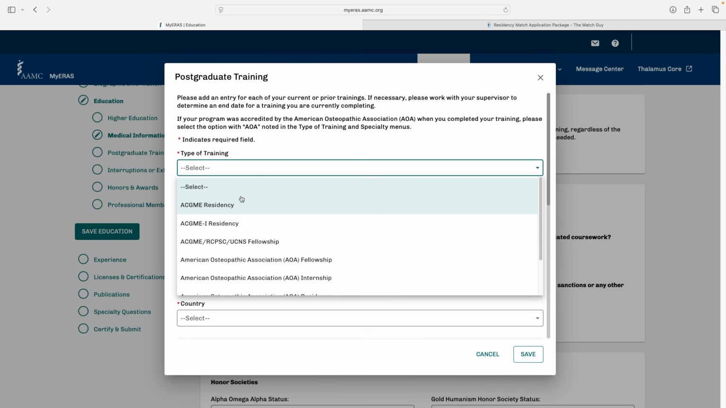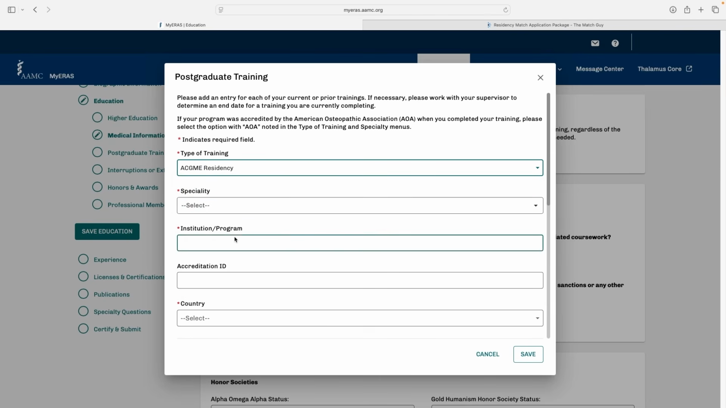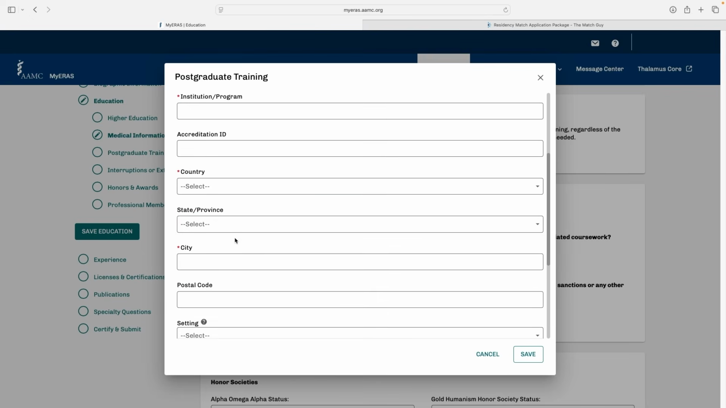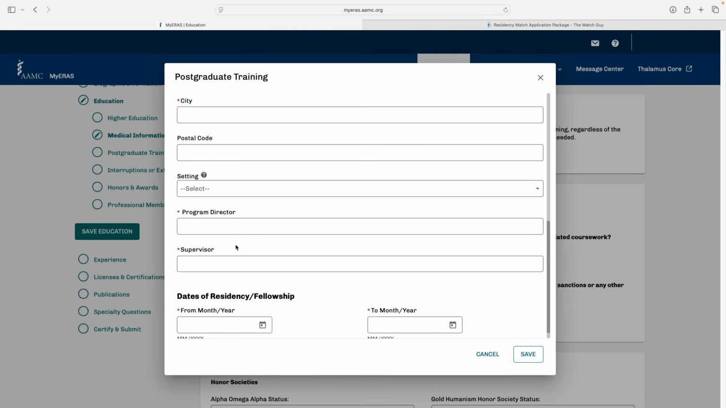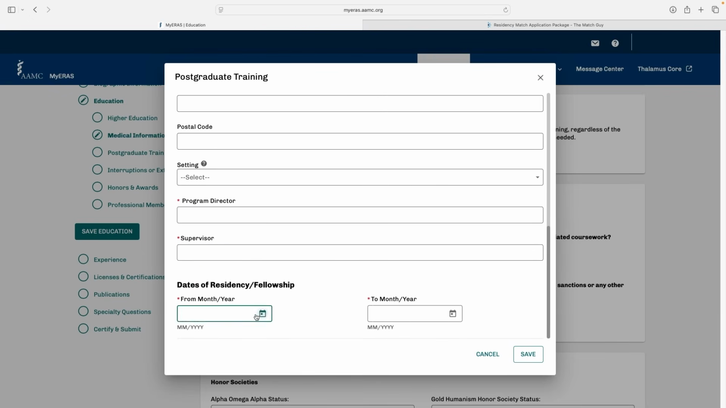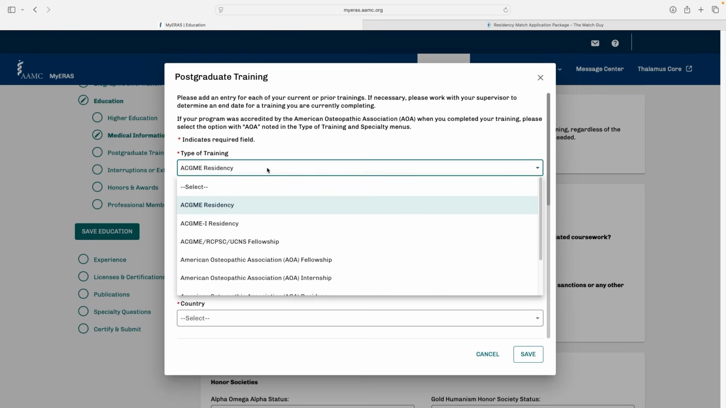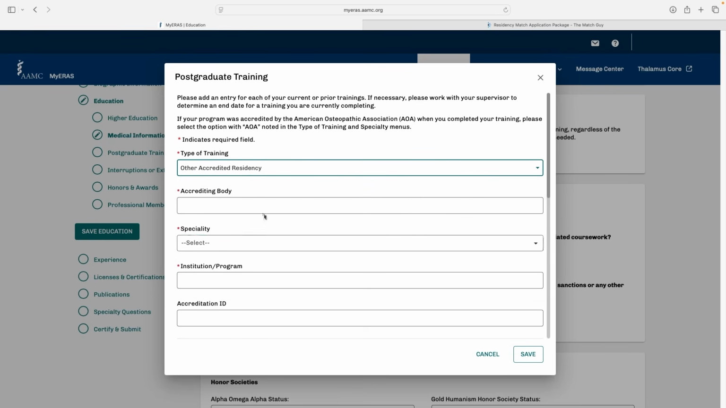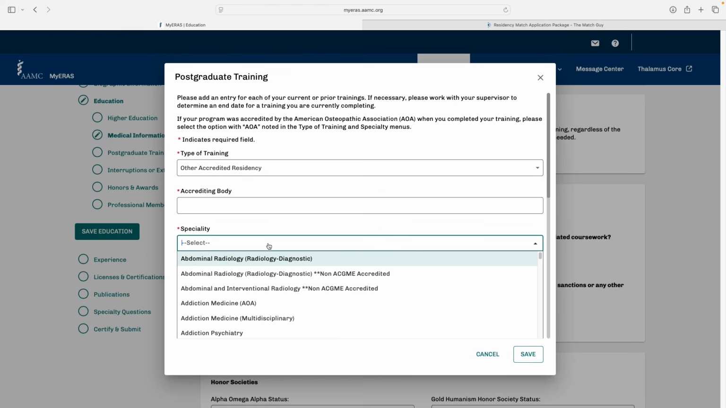So if you pick, let's say ACGME, you'll pick the specialty, institution, program, ID, country, address, put your program director name, supervisor name, and the dates. If you pick other accredited residency, it's going to ask you for the accrediting body. Who is accrediting this residency? And you have to know that from your home country, what kind of accrediting body accredits your residency. And then you'll pick the specialty.